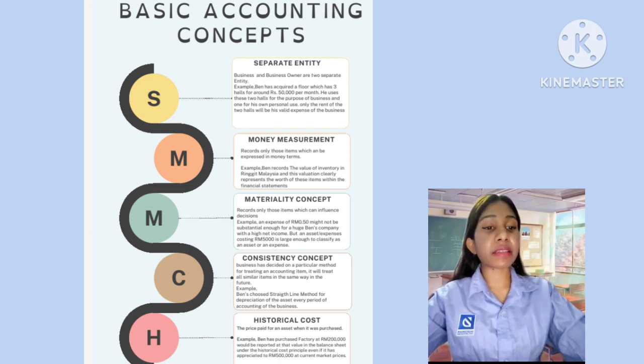Consistency concept is when a business has decided on a particular method for treating an accounting item. For example, a bank chooses the straight line method for depreciation of assets every accounting period of the business. So the bank will use that straight line method for the whole period, and in the following period it will continue using the straight line method. It won't jump to another method, and then another year do another method. The same goes for inventory management, like FIFO, for example.